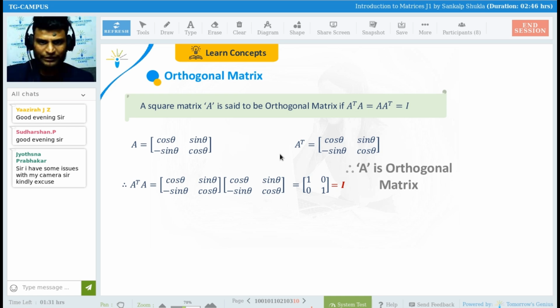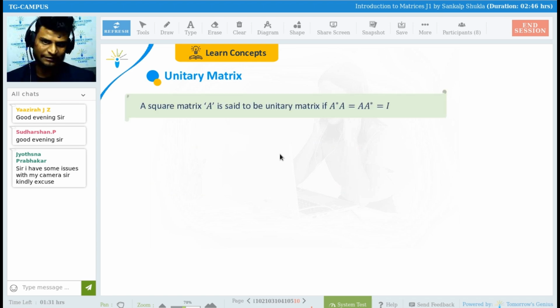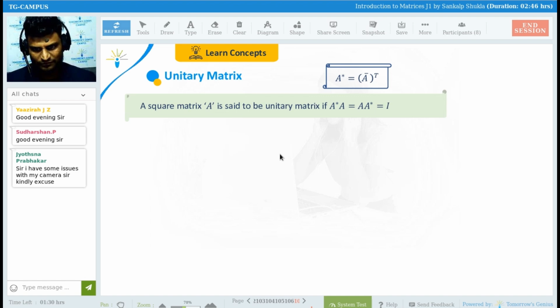Okay, fine. So next we have the unitary matrix. Now what is this unitary matrix? A square matrix A is said to be unitary if A transpose into A is equal to I. Sorry, this is the sign they have used. Because A transpose into A is the orthogonal condition, we have just discussed, right?